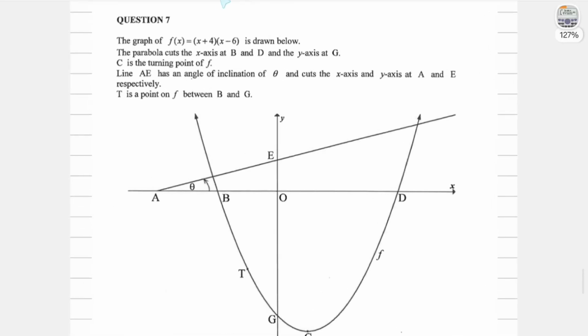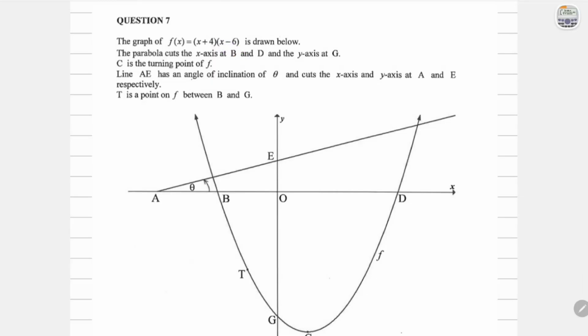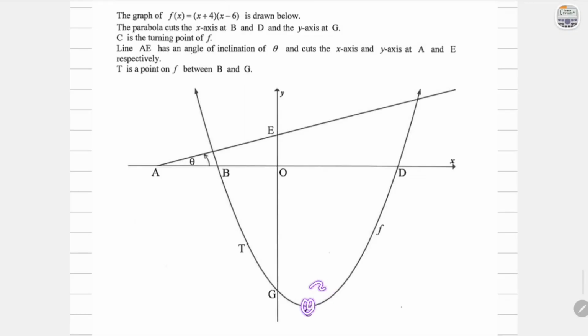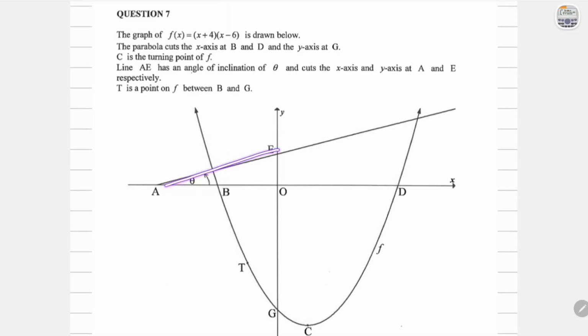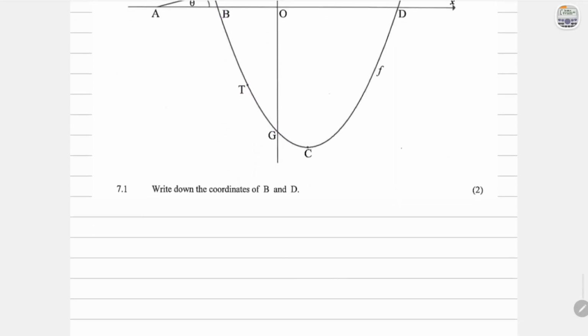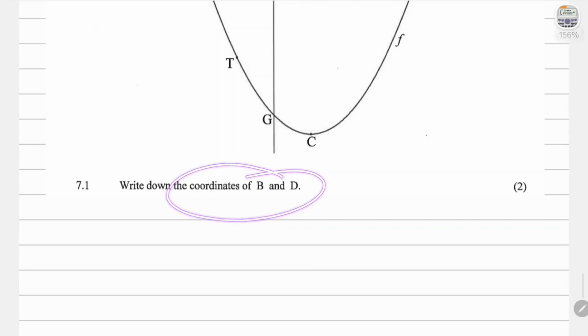Question 7 says, the graph of f of x is equal to x plus 4 times x minus 6 is drawn below. The parabola cuts the x-axis at B and D and the y-axis at G. C is the turning point of f, and then line AE has an angle of inclination of theta and cuts the x-axis and y-axis at A and E respectively. T is a point on f between B and G. And the first question is to determine the coordinates of B and D.